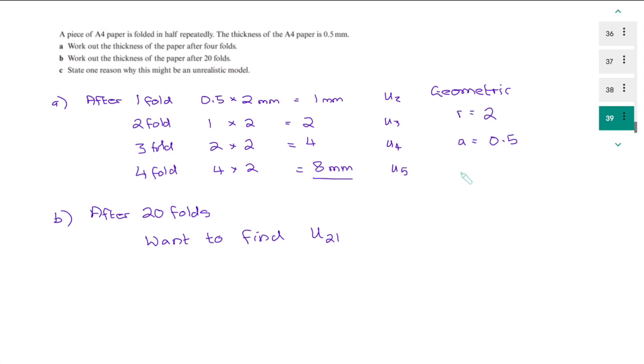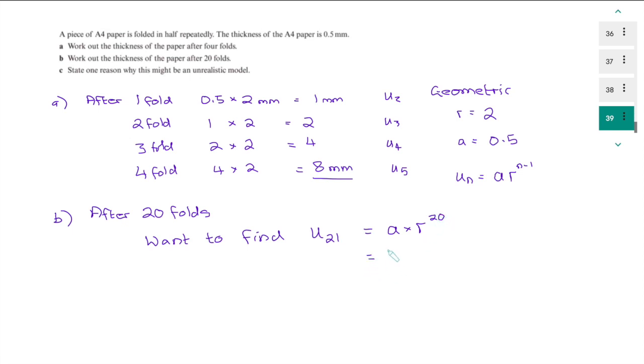So, the definition for Un for geometric. Un, if you remember, we start off with a, and then we say I will have multiplied it n minus 1 times. Does that make sense? Because we're starting off with our first value, and to get the second value, we'll have multiplied by one lot of r. So U2 will be a times r. So this is n minus 1. Just make sure you're getting this right in your head. So we want to find U21, which is a times r to the 20.